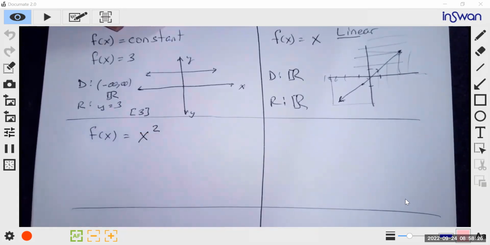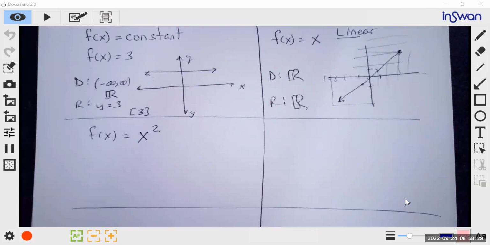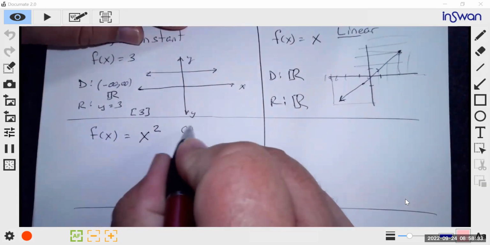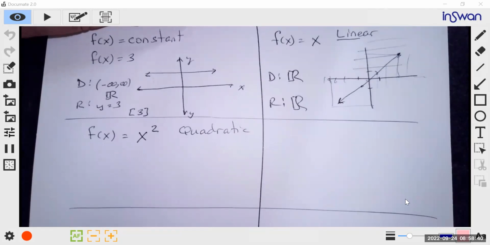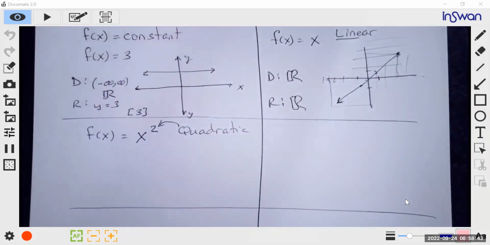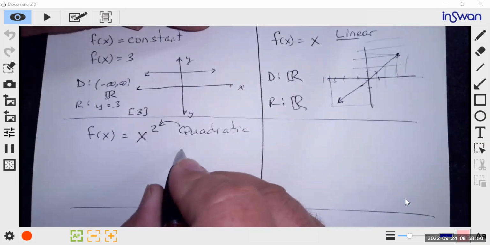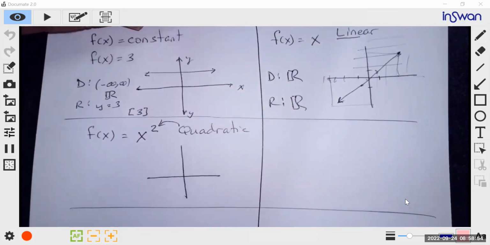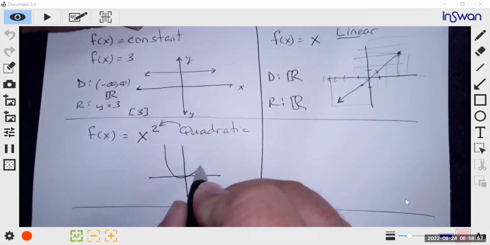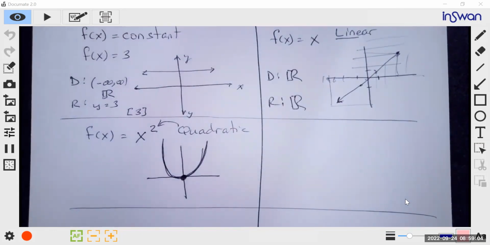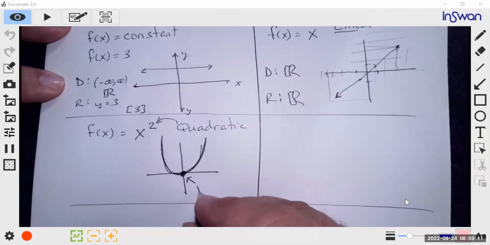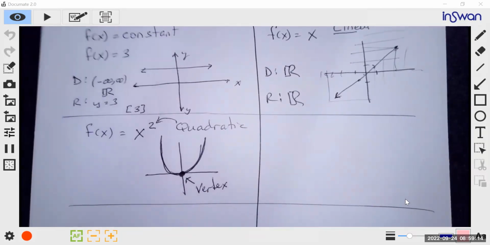Next one, f of x equals x squared. This is called a quadratic equation. It's called a quadratic because it has a power 2. The graph of a quadratic equation is the U. It only touches the x-axis at zero. It's called the vertex. The lowest point is called the vertex.